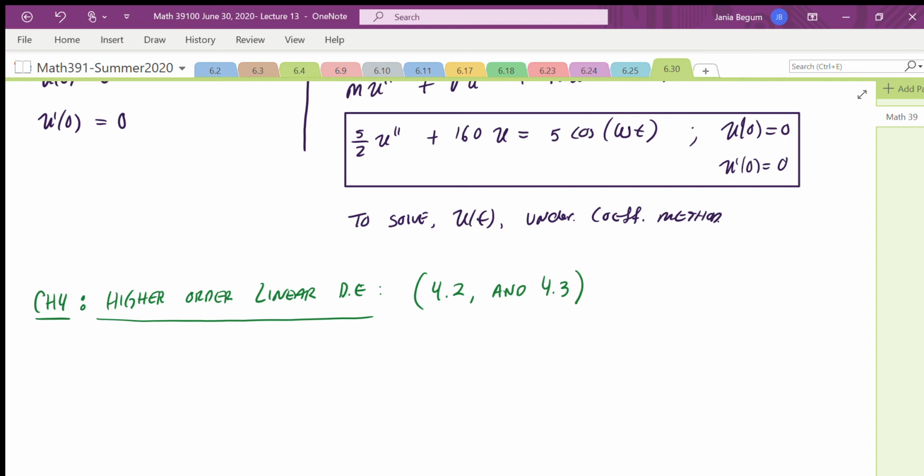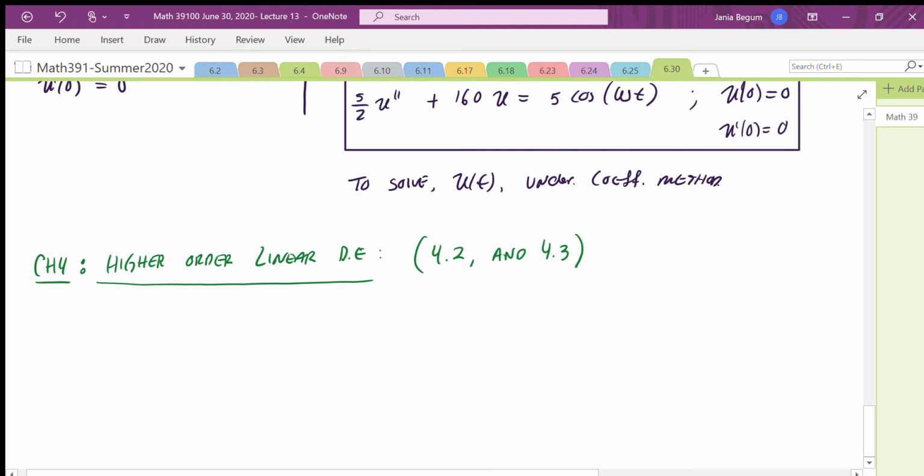Okay, so let's consider the nth order differential equation. This is 4.2. In 4.2, we're going to solve higher order homogeneous differential equations with constant coefficients.